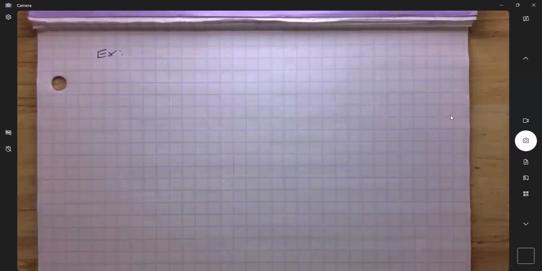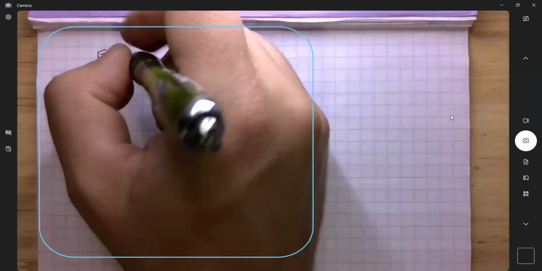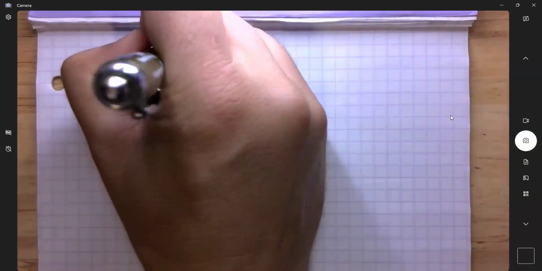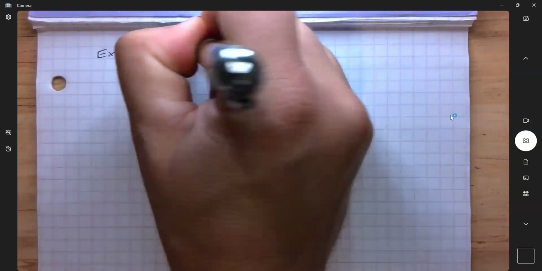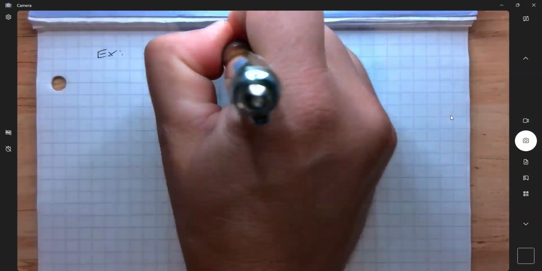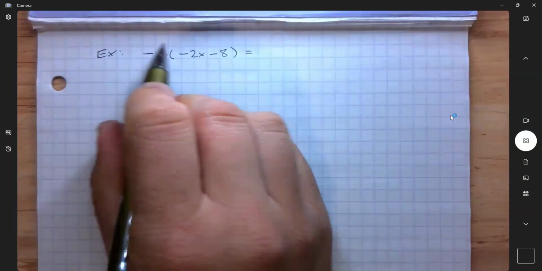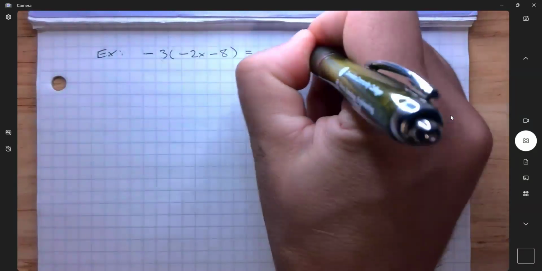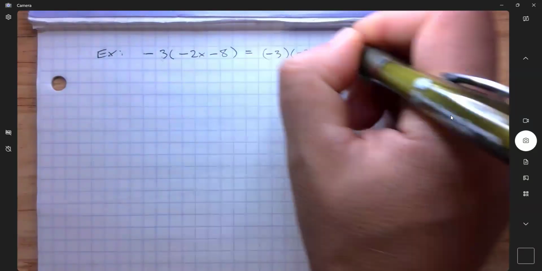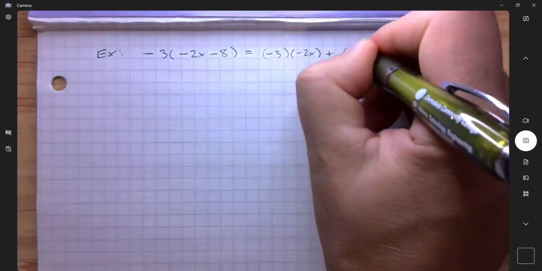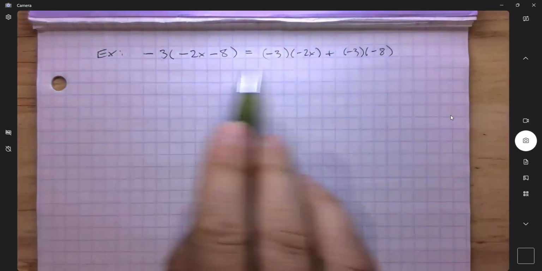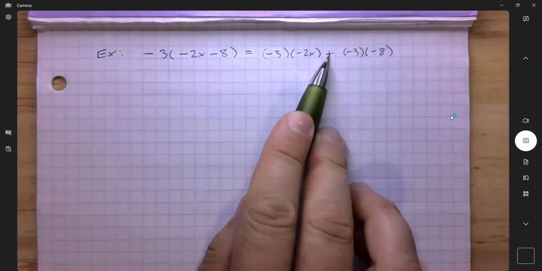All right, so another example with being careful with distribution. If I have minus 3 times the quantity negative 2x minus 8, I distribute the negative 3 across both. So it's minus 3 times negative 2x, and then plus minus 3 times the negative 8. That's one way to write it very carefully.